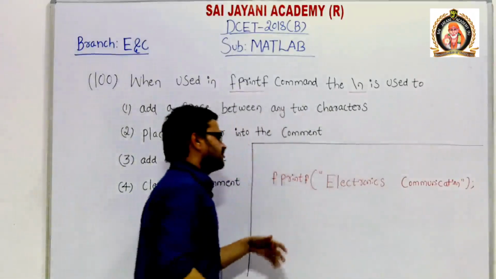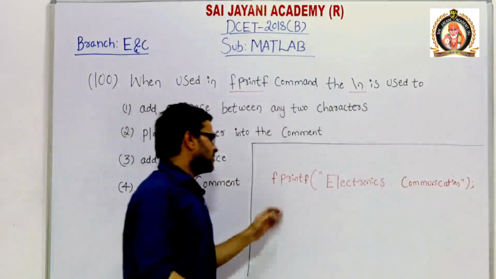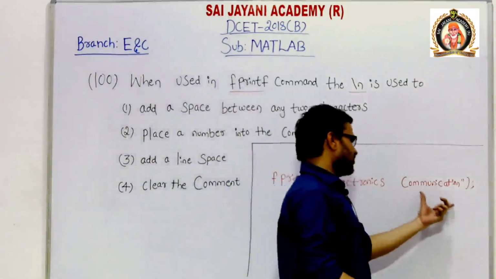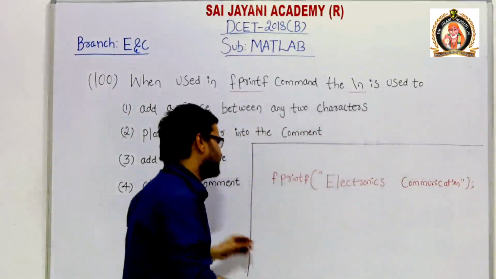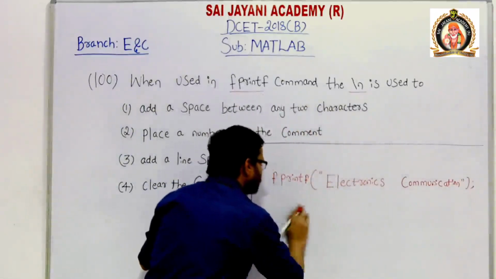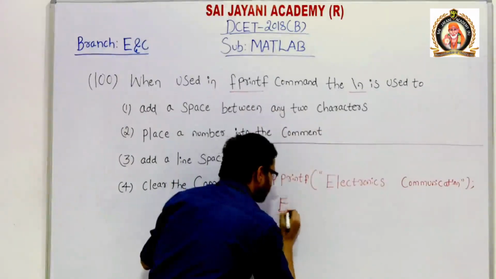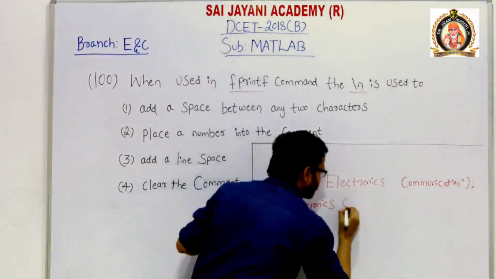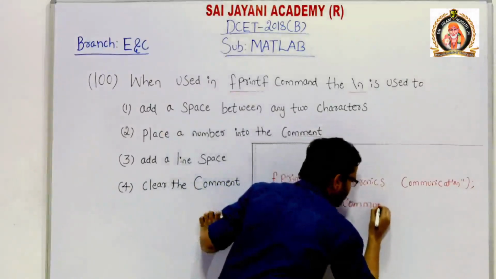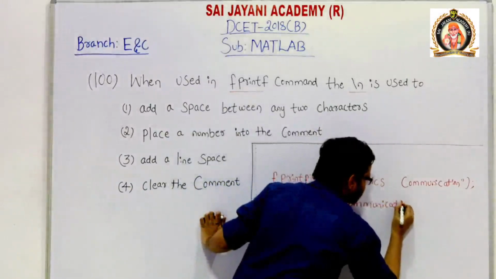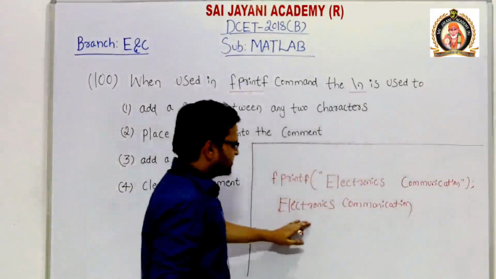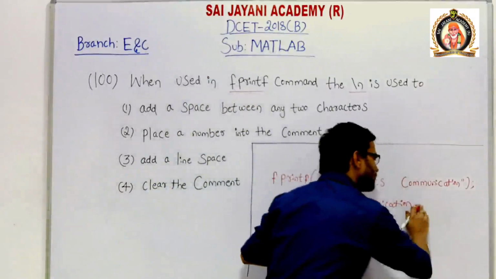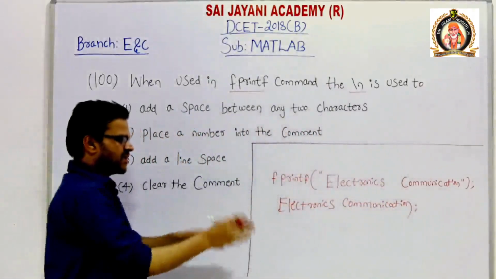This can be solved by taking this example. That is, in fprintf we write electronics communication. So in the command window we get electronics communication. That means we are getting electronics and communication on the same line.